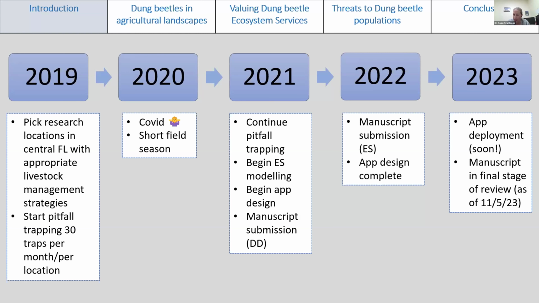And then in 2022, we submitted another manuscript detailing the dung fouling that had occurred. And we also designed an app, which will be useful to ranchers to actually estimate the economic benefit of having dung beetles on their working lands. The manuscript, unfortunately, has been in revision, I think, for almost 18 months now. And we're now on the final stage of revision. And hopefully the app and the manuscript will be released sometime in the next 6 weeks or so.